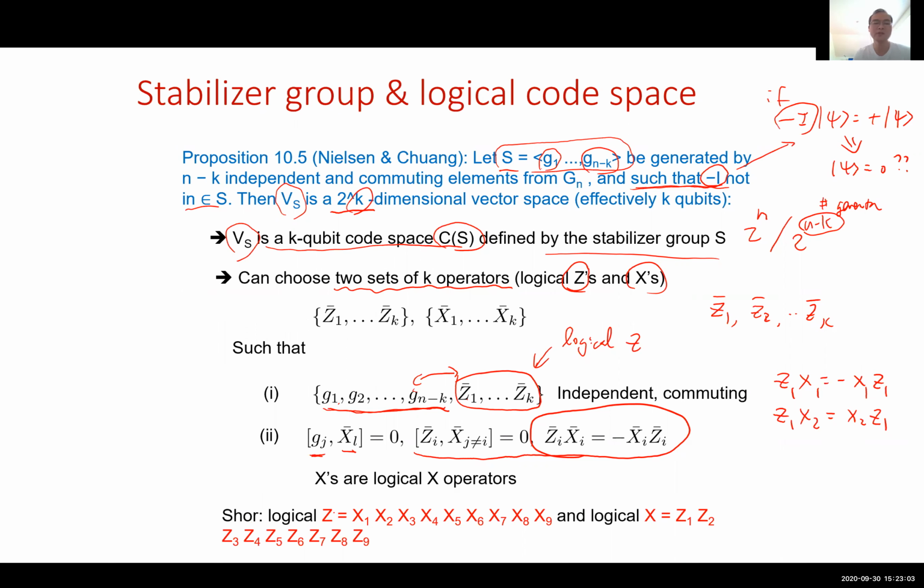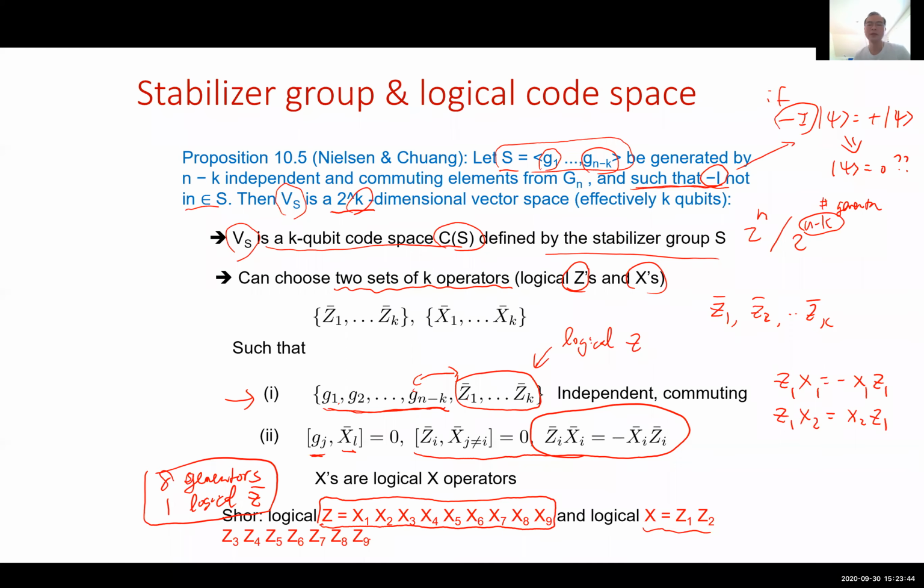So we have the eight stabilizer generators listed a few slides before, but we can always add one logical Z into this, and this logical Z turns out to be this. Strangely, this is the product of these X operators, X1, X2, X3, and the logical X is the product of Z. It's just a choice. I mean, you could choose the other way around.